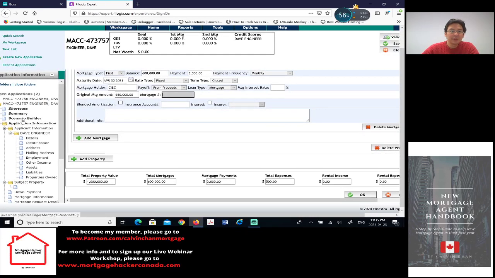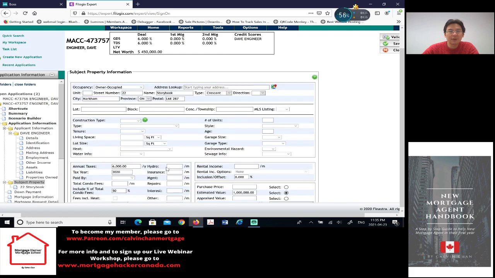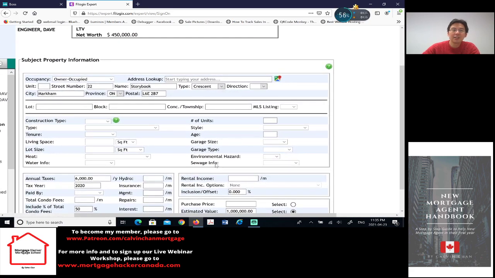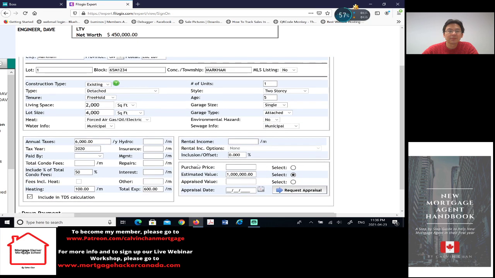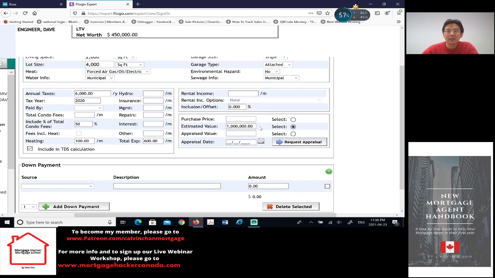We have finished this part, right? So now we click subject property on the left hand side. We wait for it to load and zoom in the screen a little bit. They already populate the subject property information. There is lot 1, block 65, M1234. It's in Markham. For a refinance, there's no MLS. It's an existing house, a detached home, freehold, 2000 square feet, 4000 square feet on the lot. Heat is forced air, water is municipal, it's only one unit, two story, 5 years old, single garage property. There's no condo fee whatsoever, it's not rental.